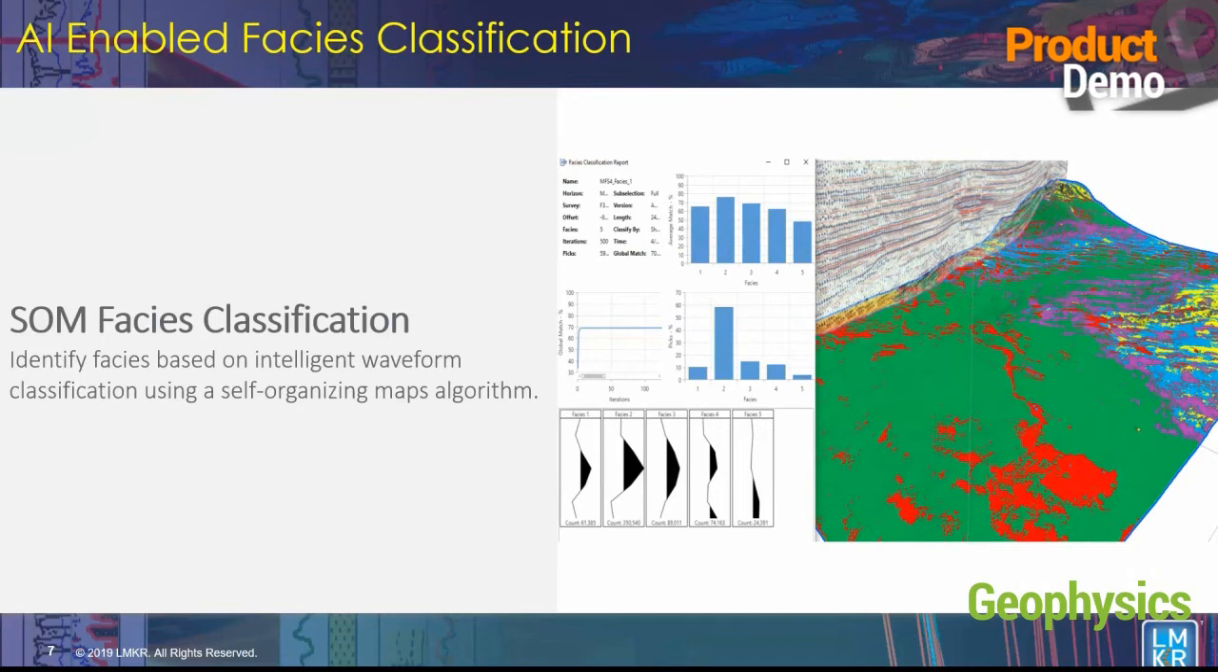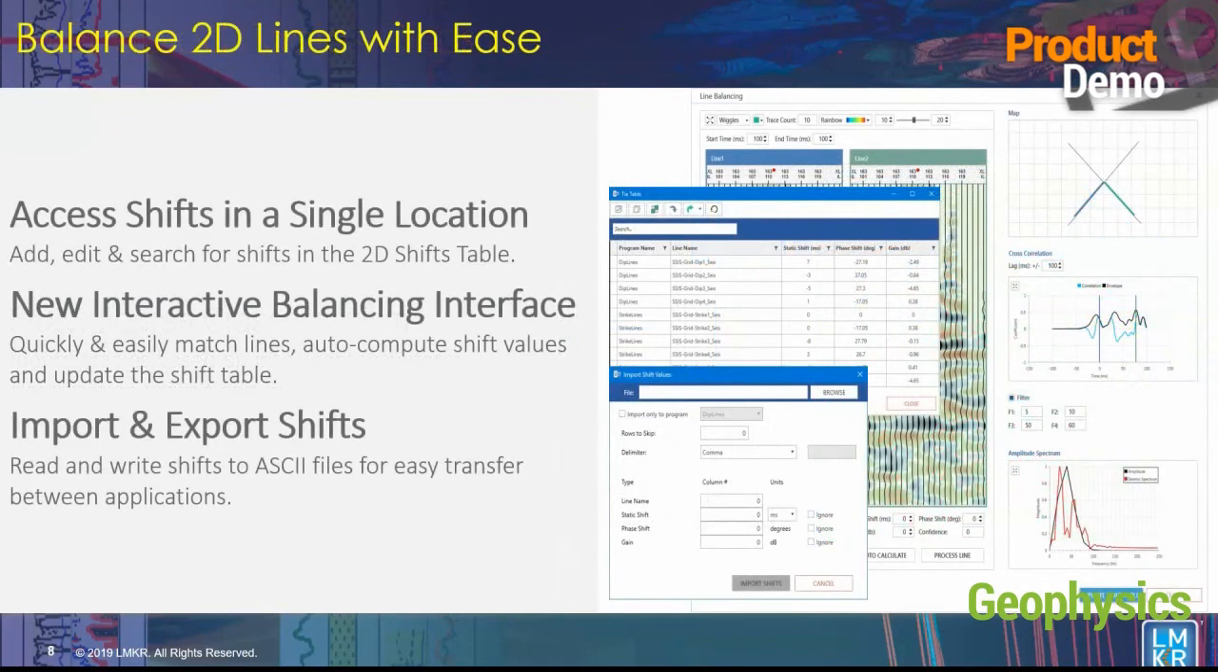We've reworked our line balancing workflows. A new interactive line balancing window where you can graphically adjust your lines or auto-calculate the optimal shifts to apply to get the best match between the two lines. We also now store all mistie shifts in a shifts table which you can export and import into, making managing multiple sets of mistie shift values a breeze.